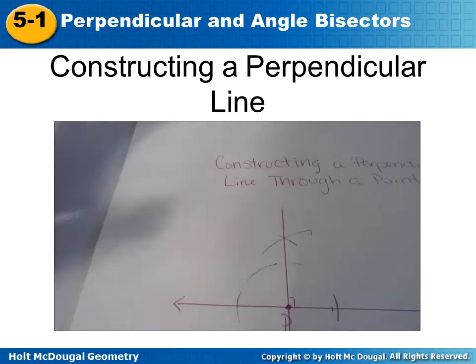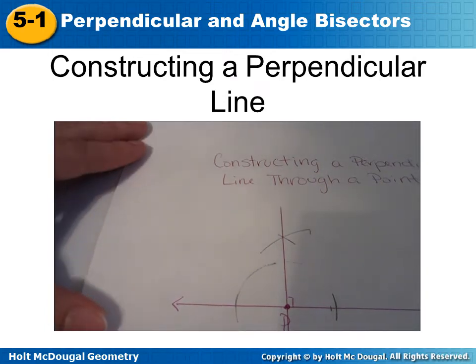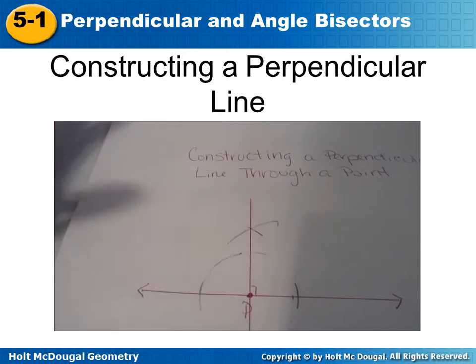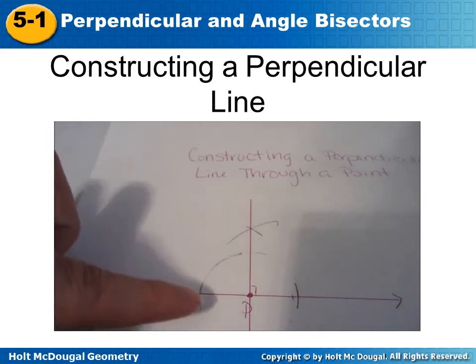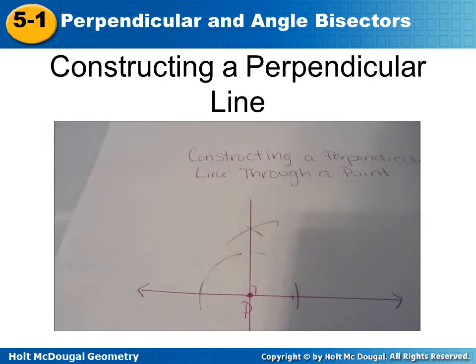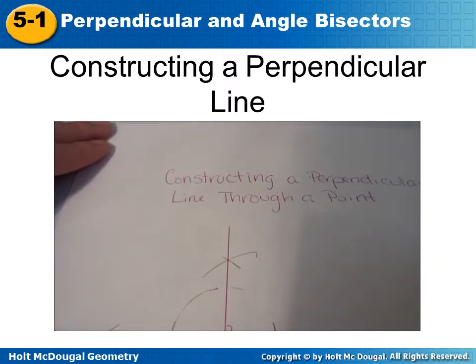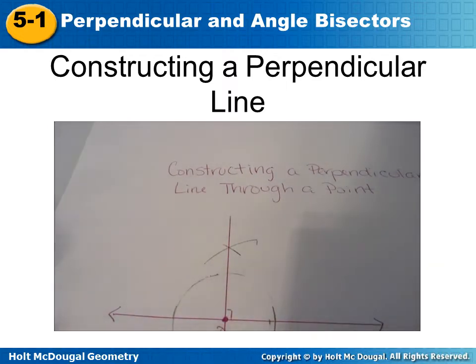This is the exact same construction, if you notice, as constructing an angle bisector, except you have a straight angle. So when you have a straight angle and you're bisecting it, it makes two 90-degree angles, or a perpendicular line. So this is the exact same steps to follow as constructing an angle bisector.